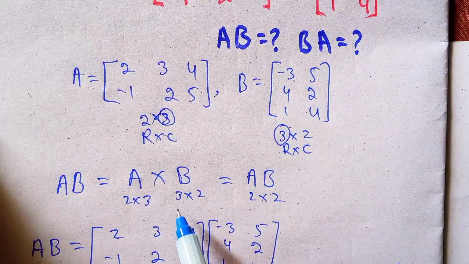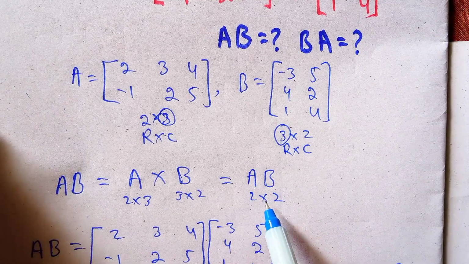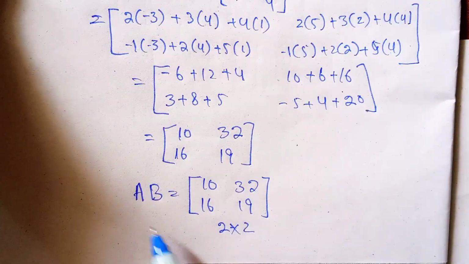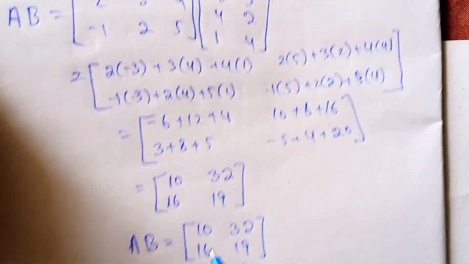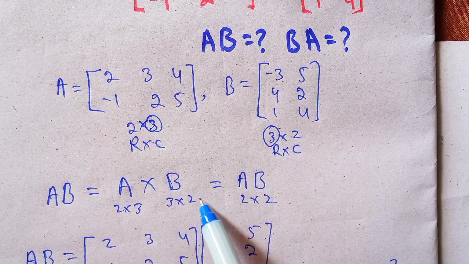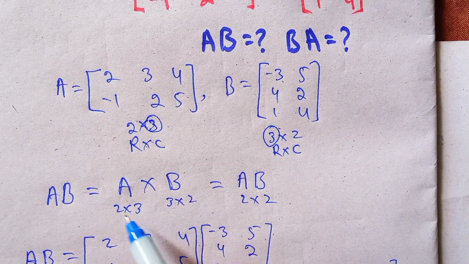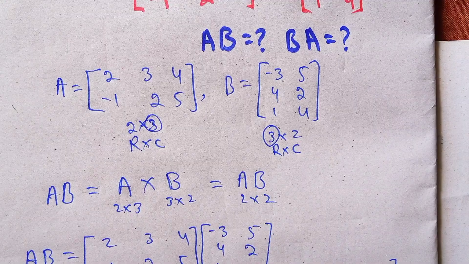Just like from these numbers, we concluded that the order of the matrix AB is 2 by 2. So, as a result, the order of matrix AB is 2 by 2. From this, we proved that we can determine the order of the resultant matrix from these two numbers. So, if these two numbers are 2, 2, then the order of the resultant matrix will be 2 by 2.